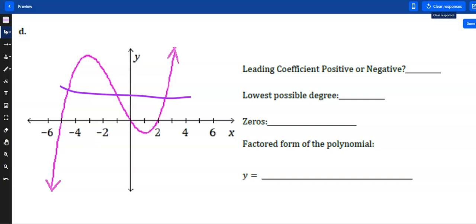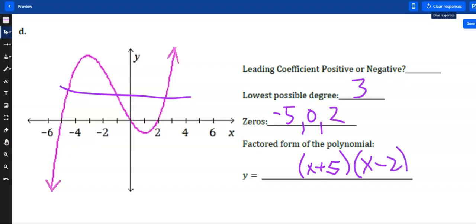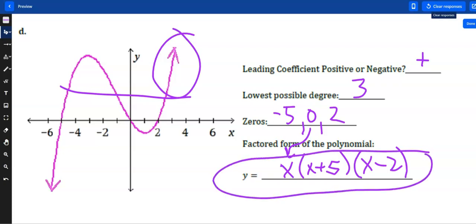One, two, three. All right. Lowest possible degree 3. We got negative 5. We got 0. And we've got 2. Now the negative 5 is x plus 5. And the positive 2 is x minus 2. What about the 0? Well, that's where you just have x. Oh, we forgot. The right-hand behavior is up, so that means it's positive leading coefficient. That's a good answer right there.